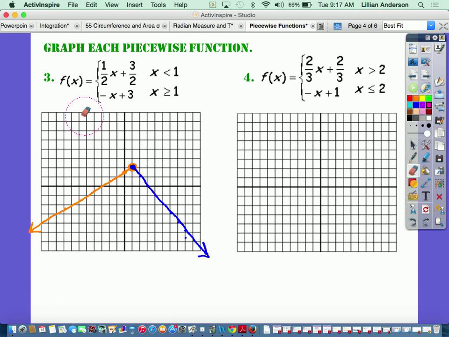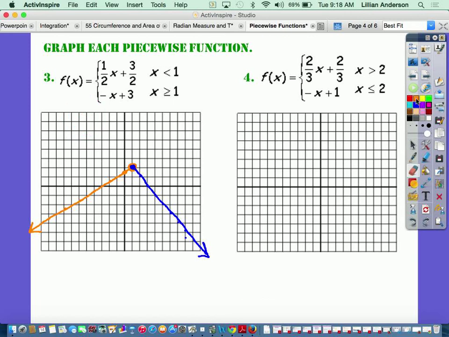All right? Questions? I thought that the closed circle would be at 3. We're not actually including that point, because technically the x value was 0. Here, we want all the x values that are 1 and greater.